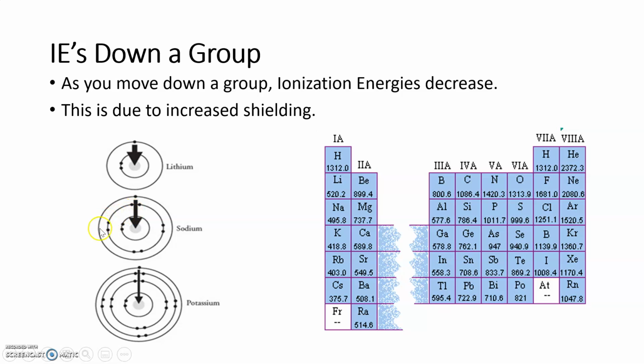We move down one level in the group. Here's sodium, and look at that. Now we've got more shielding going on. We have 10 electrons in between the valence electron that we're trying to remove and the nucleus. So the attraction between the nucleus and that electron is not nearly as great in sodium as it is for lithium, and we see that here. It takes less energy to remove that electron from sodium than it does from lithium because of that shielding.